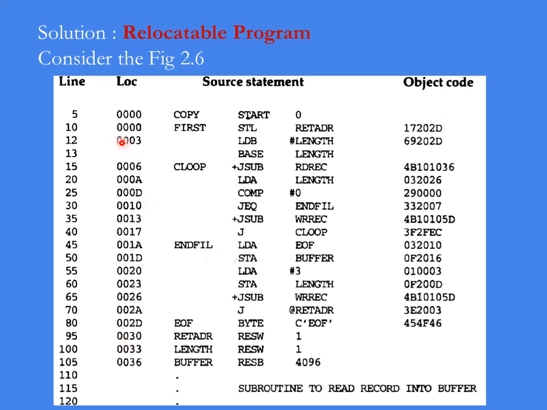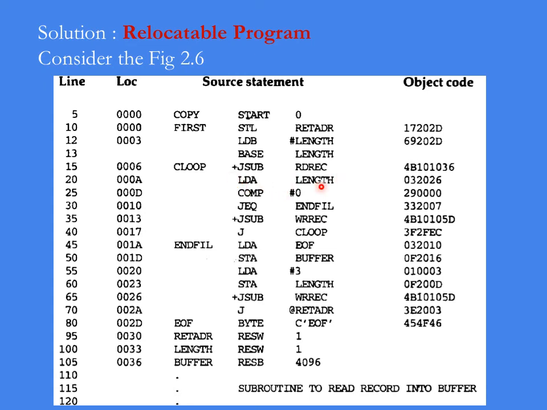And the contents of PC is 1003. So if you subtract 1003 from 1030, you will still get the distance as 02D. So it's a relative distance. It is not an absolute value that we are storing in format 3. It's the case for all format 3 instructions. So if you want to check it with any other instructions also, you can cross check it.